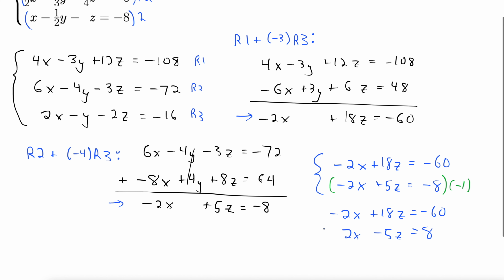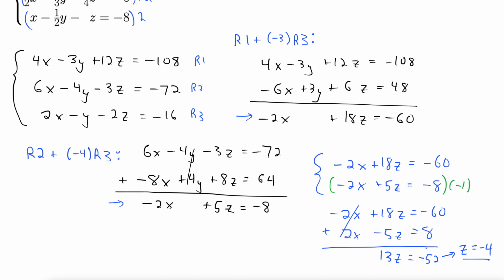Alright, now we can add these two up. The x's cancel, that's by design, and for the z's here we have 18 minus 5, so that's 13z equals negative 52. Divide both sides by 13, that gives z equals negative 4. There's one variable down.